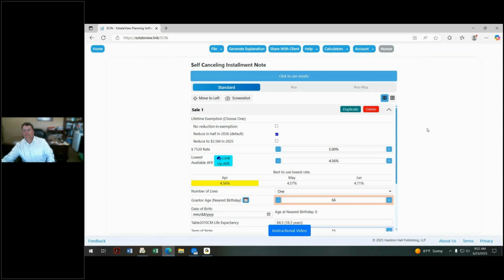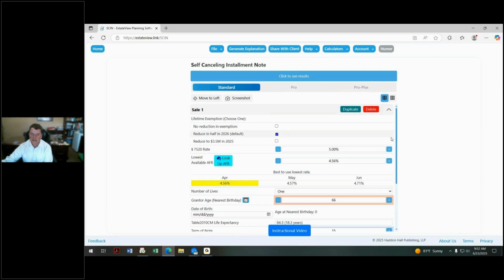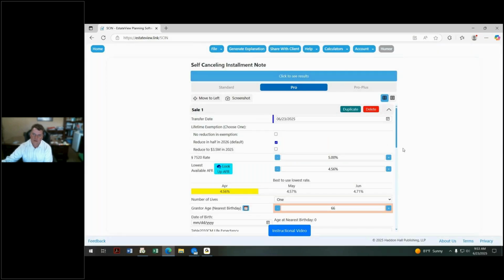So again, this is our self-canceling installment note calculator, and this is just the standard inputs. And again, you can see up at the top here, we've got standard, we've got Pro, and we've got Pro Plus. And you can see by the size of the bar on the right-hand side here. So here's our standard bar, meaning that we don't have a ton of options. That gets smaller when we click to the Pro version. And then it gets smaller again when we click to the Pro Plus. So again, more options under Pro Plus. Middle of the road is Pro. Standard is where we'll start.